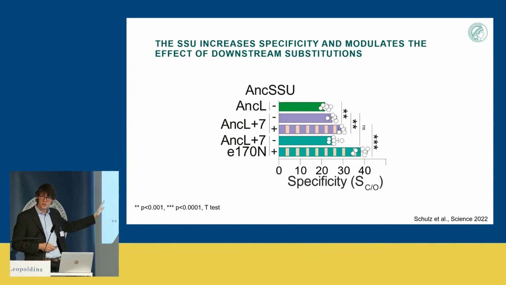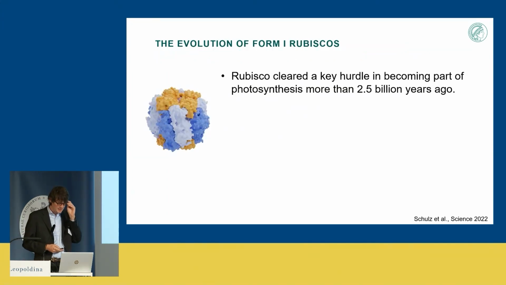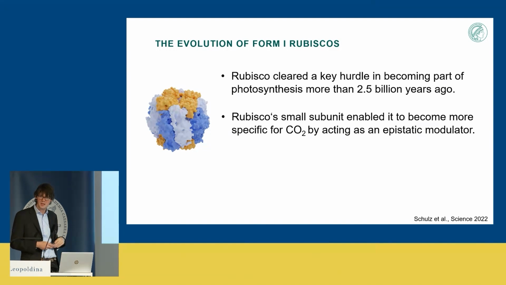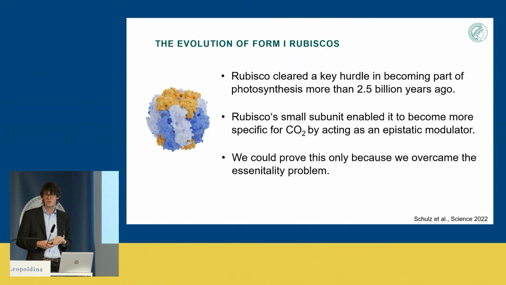And we're now hoping to turn this insight into new protein engineering approaches that can help us increase the specificity of Rubisco further. So just to summarize this quickly, what we learned from this kind of approach is that Rubisco cleared this key hurdle in becoming part of oxygenic photosynthesis a long time ago. Its novel subunit enabled this, but not directly, but in this weird indirect way, in that it modulated the effect of mutations that happened afterwards. And we could only find this out because we overcame this essentiality problem by going back in time and working out what effect components have when they were first added.